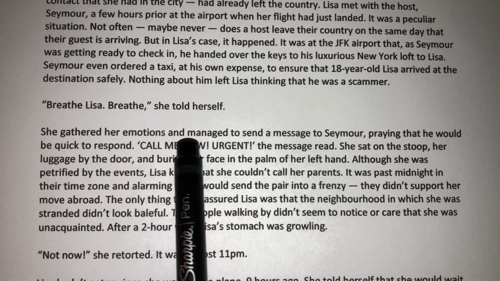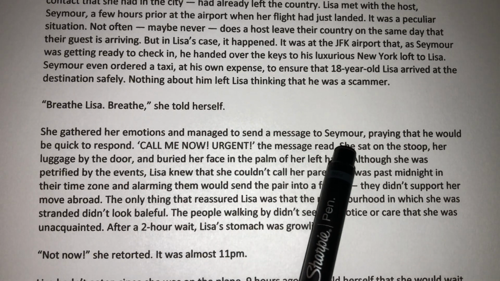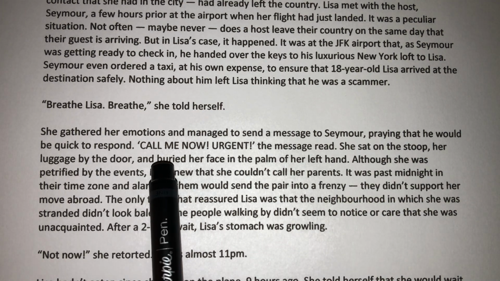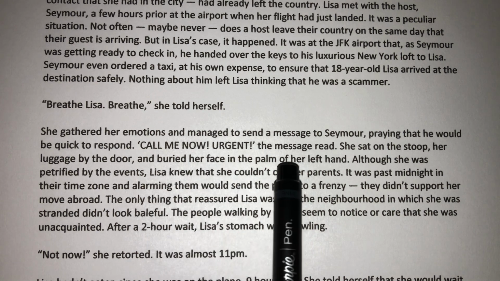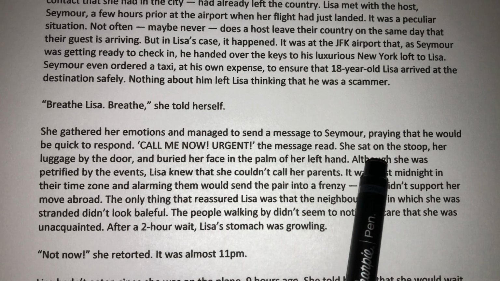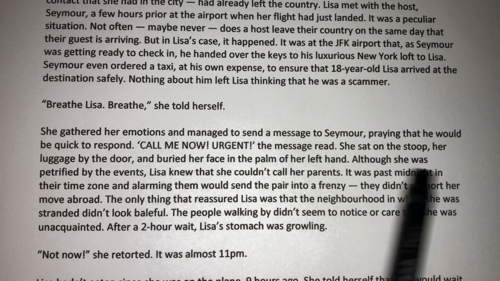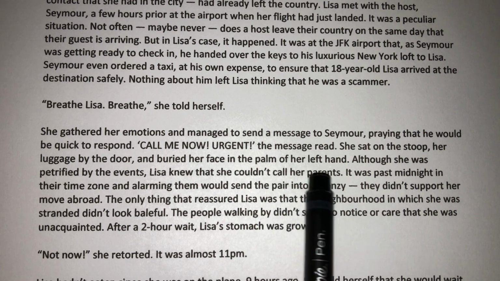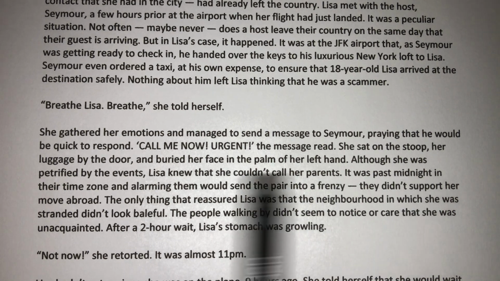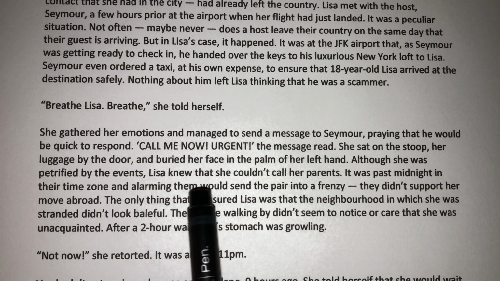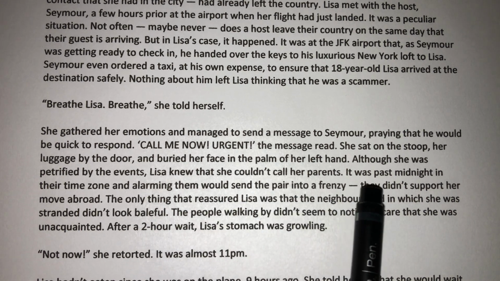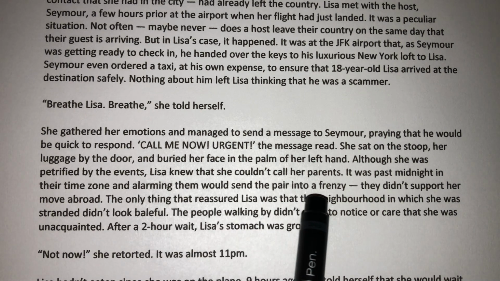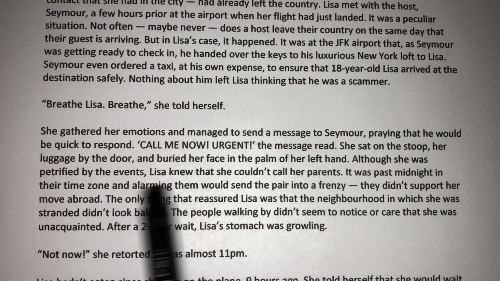She gathered her emotions and managed to send a message to Seymour, praying that he would be quick to respond. "Call me now, urgent," the message read. She sat on the stoop, her luggage by the door, and buried her face in the palm of her left hand. Although she was petrified by the events, Lisa knew that she couldn't call her parents. It was past midnight in their time zone, and alarming them would send the pair into a frenzy. They didn't support her move abroad.